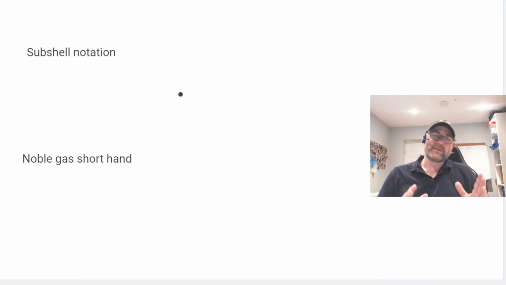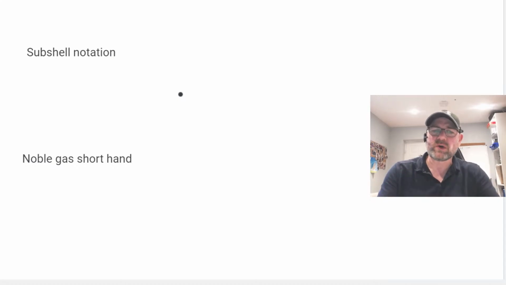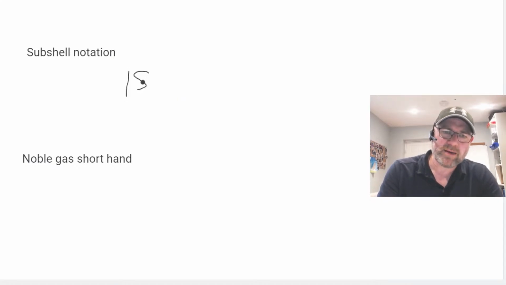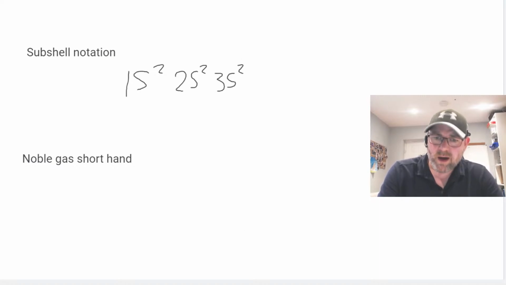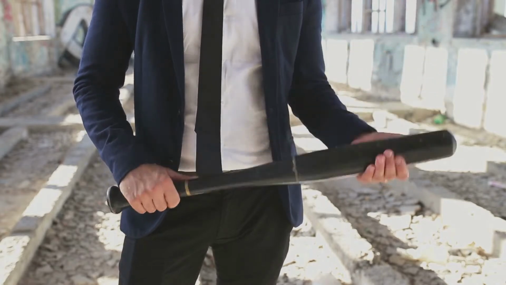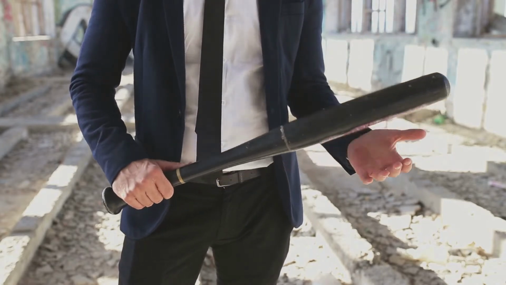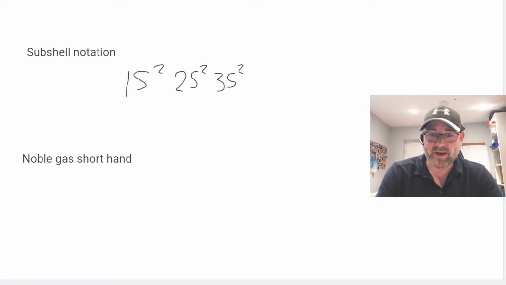All right, subshell notation. So we just saw calcium's. Going through calcium again, 1s2, 2s2, 3s2. Oh, I think I'm dying a bit here. Writing out all these subshells is a bit of a pain, isn't it? So yeah. You better move on, or else. So anyway, let's get back to it before that guy with a bat beats me up.